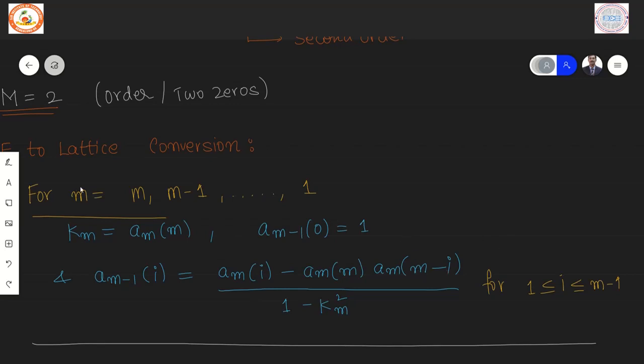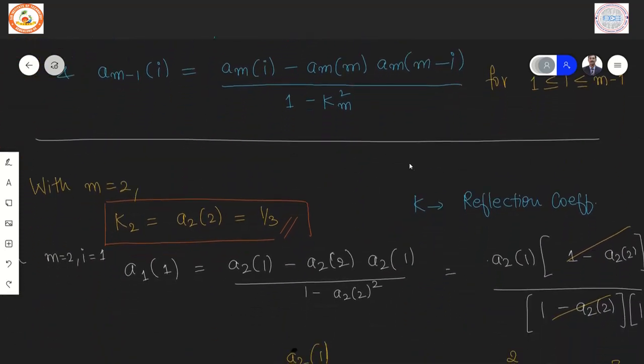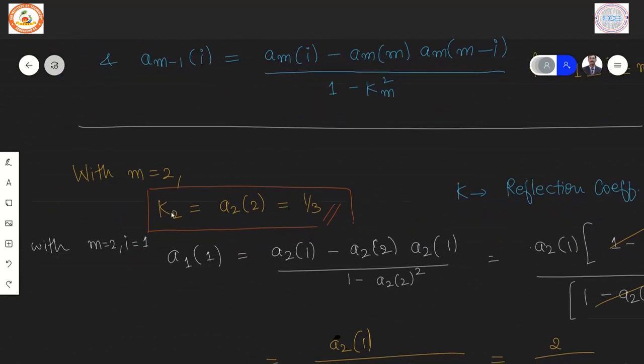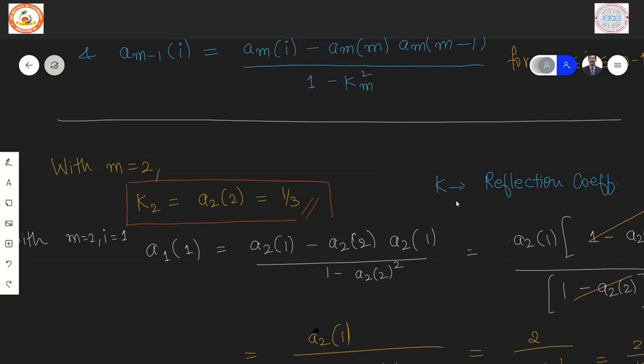The process starts by considering m equal to 2, and then we evaluate these individual equations. Let us see the process now. First we begin by taking m equal to 2. In the first equation, on substituting, Km, that is K2, is equal to A2 of 2, and we are aware that A2 of 2 from the given data is 1 by 3. We stated K to be the lattice coefficient. It's also called the reflection coefficient.